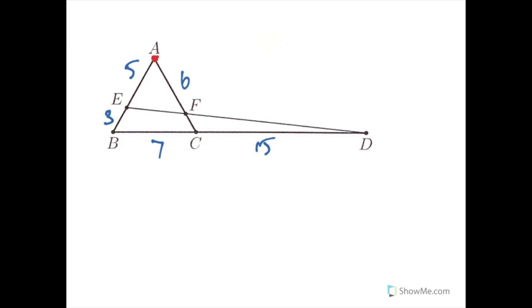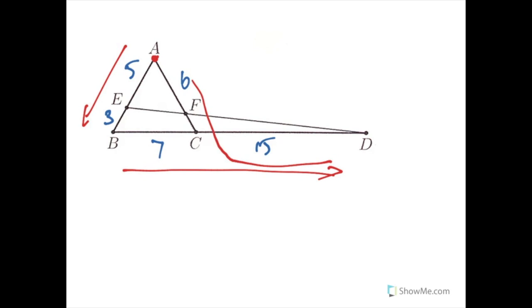And so we can start at vertex A here, and we're going to look in turn at each of these line segments in this order. So what do I mean by that? First on our list is AE, which is 5. The next one is EB, which is 3.